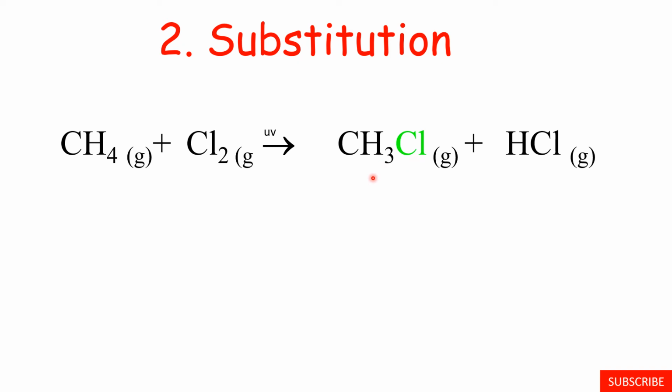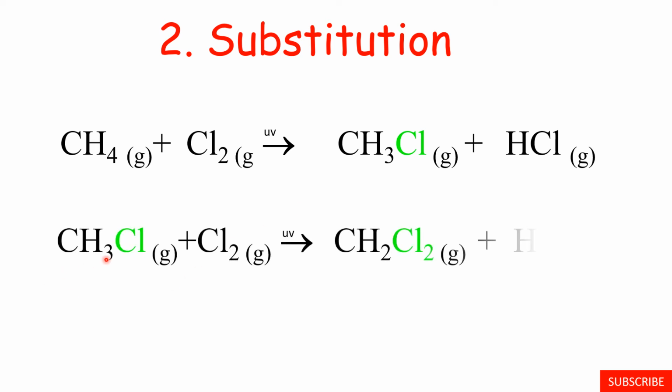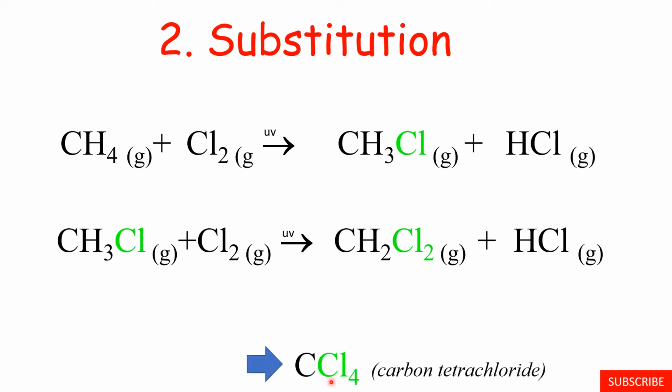However, this kind of reaction can continue and then replace two hydrogen atoms with chlorine. So our product will then react with more chlorine to form dichloromethane and hydrogen chloride gas. At this point, two hydrogen atoms have been replaced by two chlorine atoms. Still, the same reaction can proceed until all the four hydrogen atoms are replaced with chlorine atoms. In such a case, our product will become carbon tetrachloride. So because alkanes are saturated, it's only substitution reactions that are viable when they are reacting with other substances.